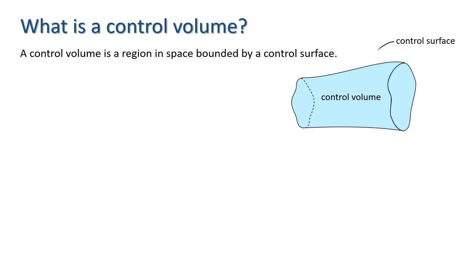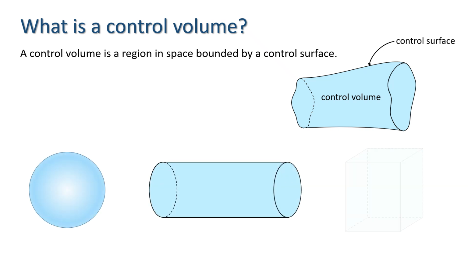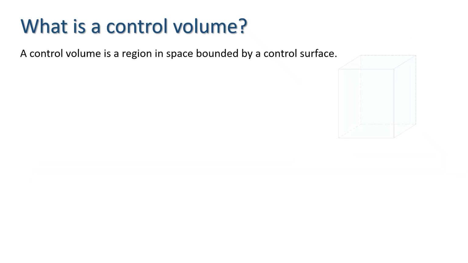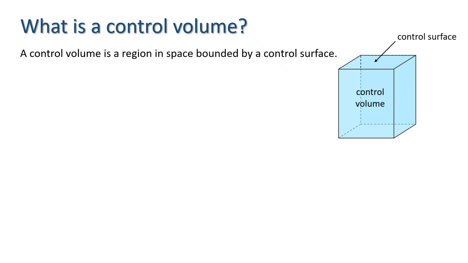The size and shape of a control volume is entirely arbitrary, and it depends what we're trying to do, which shape we use. It could be spherical, cylindrical, cuboid, or any other three-dimensional shape. Here, a control volume with rectangular sides is shown, which is convenient, for example, when we're using Cartesian x, y, and z axes.